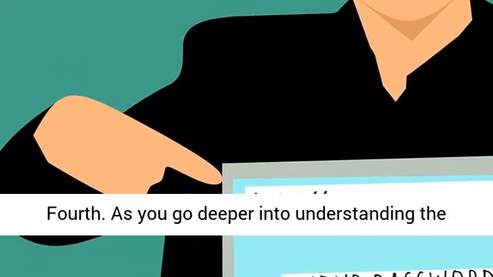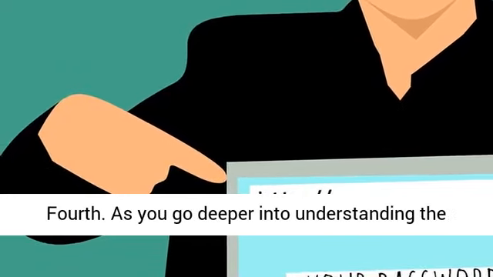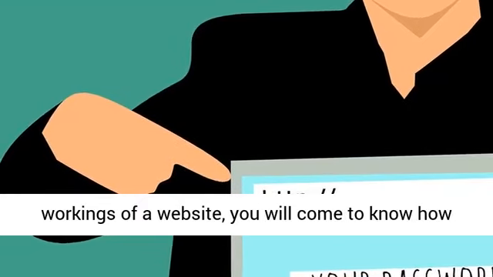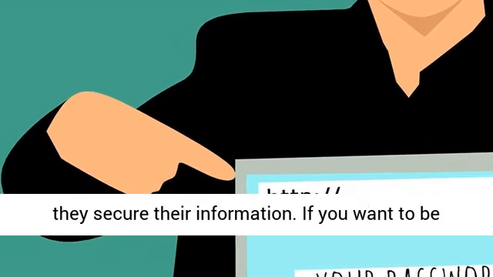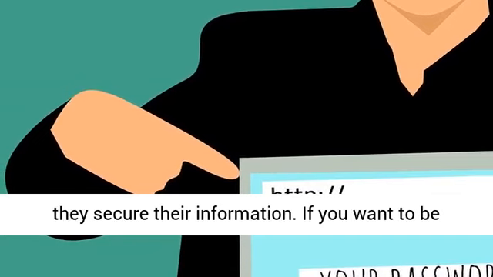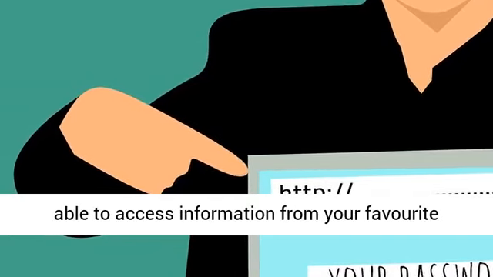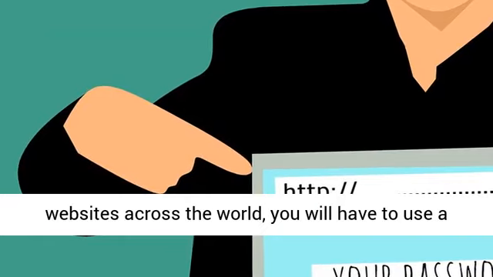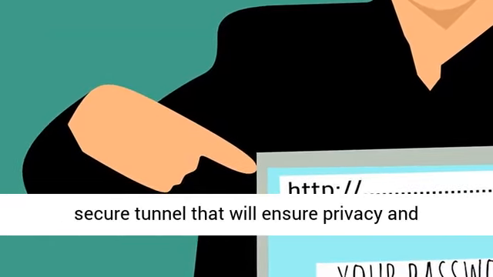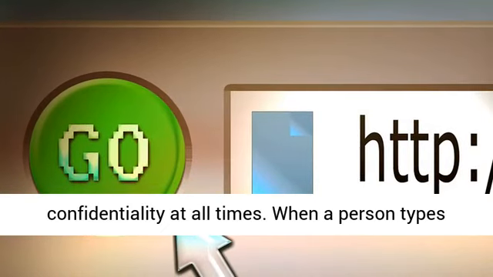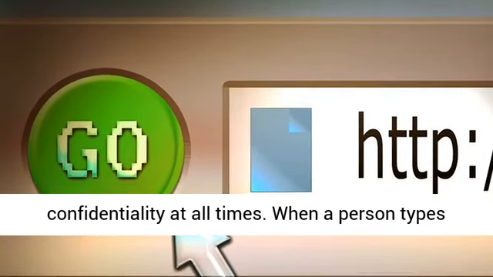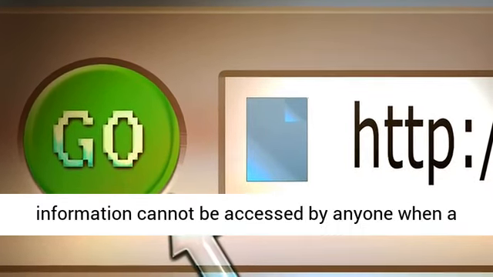Fourth, as you go deeper into understanding the workings of a website, you will come to know how they secure their information. If you want to be able to access information from your favorite websites across the world, you will have to use a secure tunnel that will ensure privacy and confidentiality at all times. When a person types in information, it will be encrypted and stored on their computer. The information cannot be accessed by anyone when a website is secure.